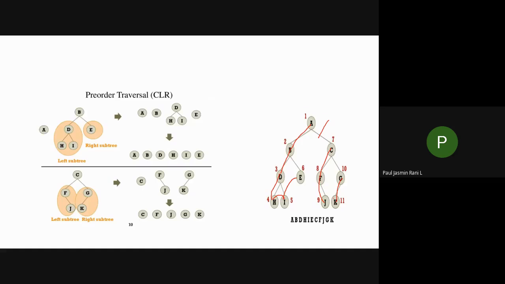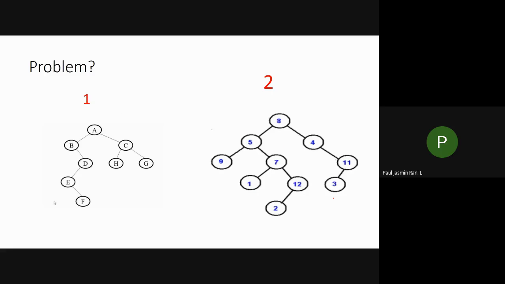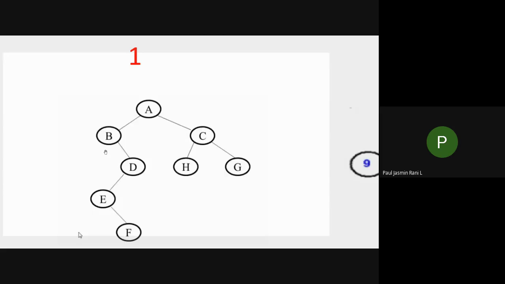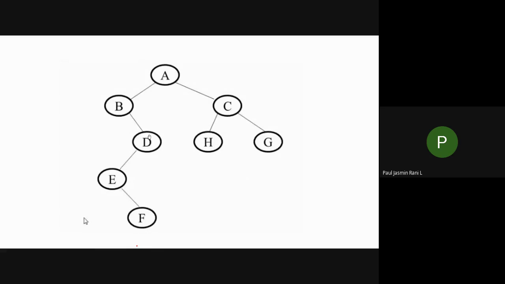Yes, is it okay? Can you follow this one? So if it is okay, let us solve one problem. Okay, let us solve two problems and you are going to take this first problem. Okay, so take down this first problem, and write your answer in your chat. Okay, you are going to do your pre-order traversal. Do your pre-order traversal and tell me the answer for this problem.